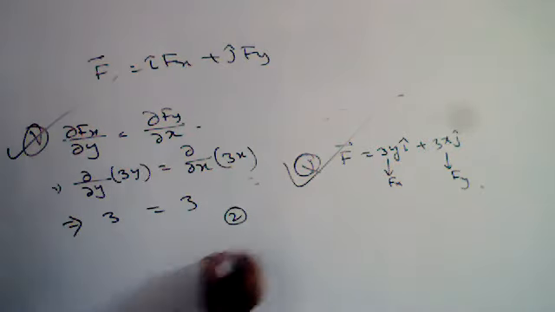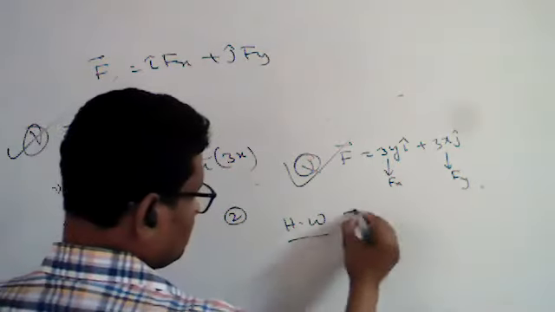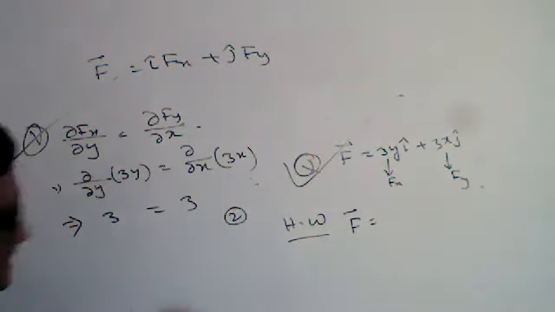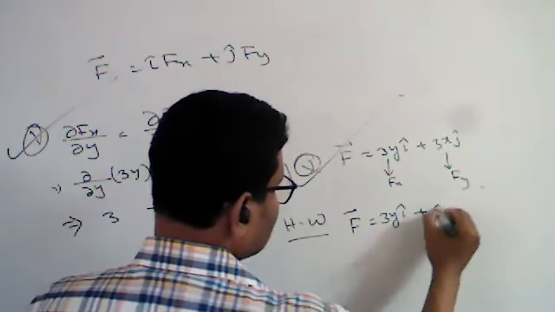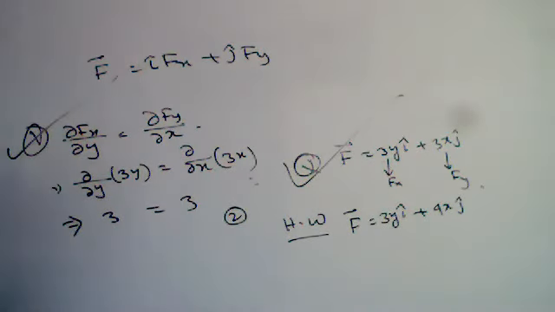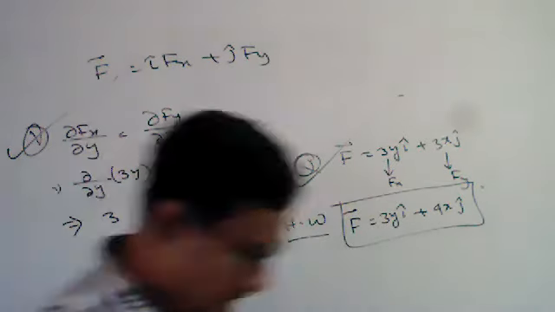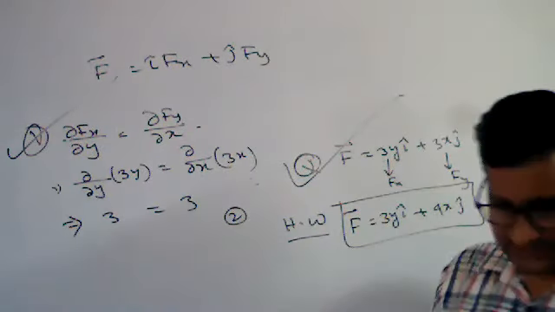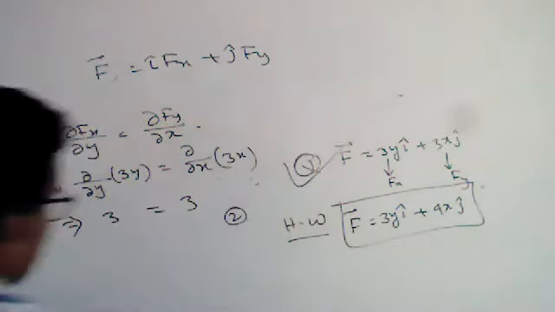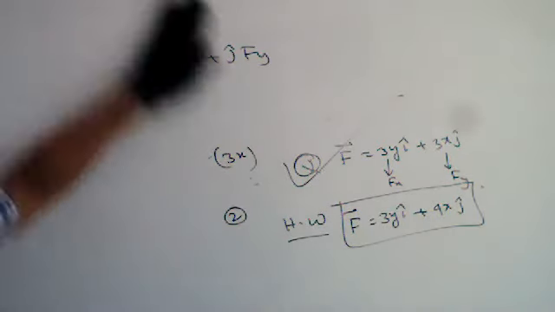Now there is a homework. F equals 3y i plus 4x j. Is it conservative or non-conservative? Explain it. So thank you, students. You must try at home to do this math. It is your duty to continue your tasks regularly.